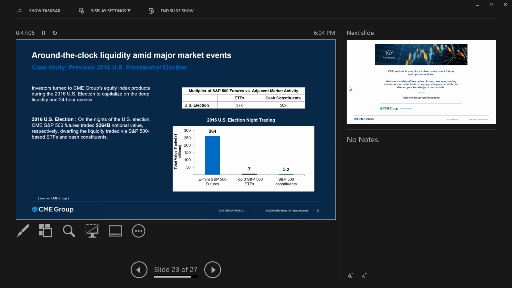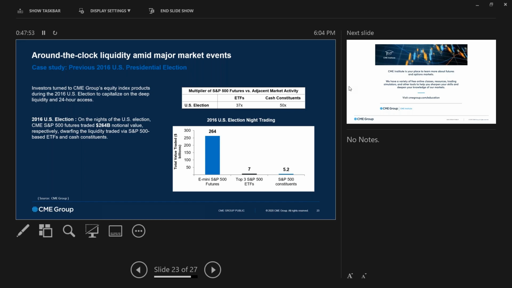You can see that back in 2016 on election night, E-mini S&P 500 futures, because back then we didn't have micro E-minis, were trading about $264 billion just that night, whilst the top 3 S&P 500 ETFs only traded $7 billion. So the liquidity was very much concentrated on futures, because it was something you could easily use to express your view on where this is going to go, what this election result is going to be, and how you can ride on this volatility.